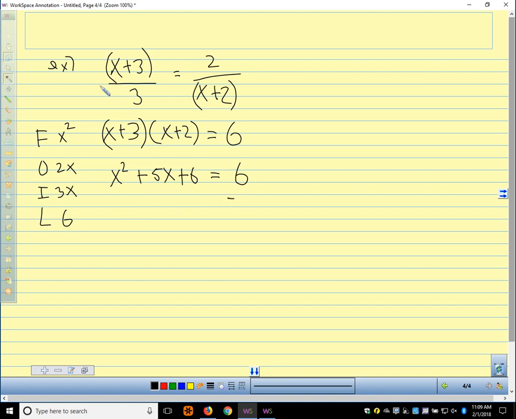Wait, sorry, I wanted that to be a minus. That should be a minus. So this should be a minus, and that should be minus. So now when I add these together, I get a minus x. Otherwise, the problem wouldn't come out the way I wanted it to. There we go. Now we're going to subtract 6 from both sides. And I get x squared minus x minus 12 equals 0.